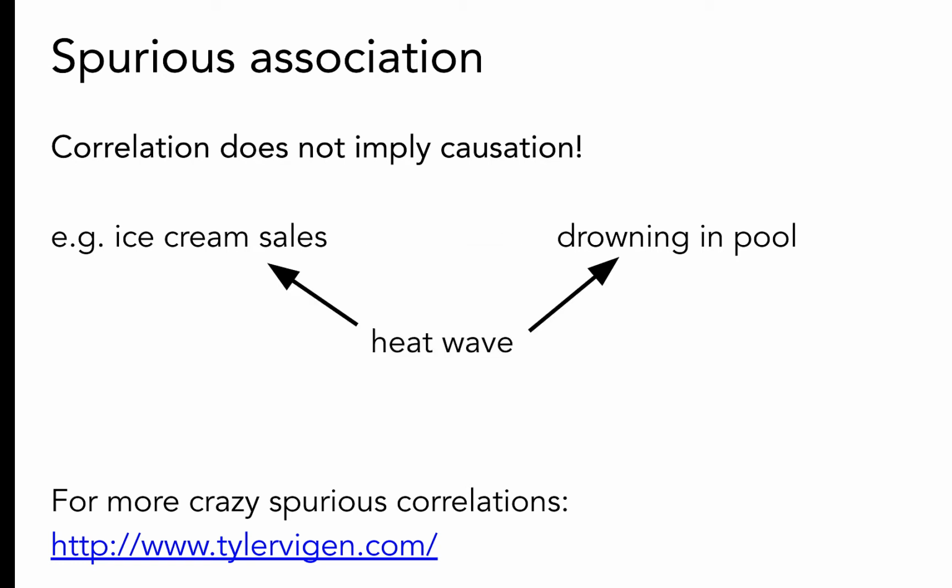So a heat wave increases ice cream sales because when it's hot, people buy more ice cream. But a heat wave also increases drownings in pools because when it's hot, people swim more, and by consequence, there's more risk of drowning. So you can see that the arrow pointing from ice cream sales to drownings in pools has disappeared because the actual effect is caused by heat waves, which causes both the seemingly independent variable and dependent variable. If you want to read more about crazy spurious correlations and many more funny examples, feel free to take a look at the link below.